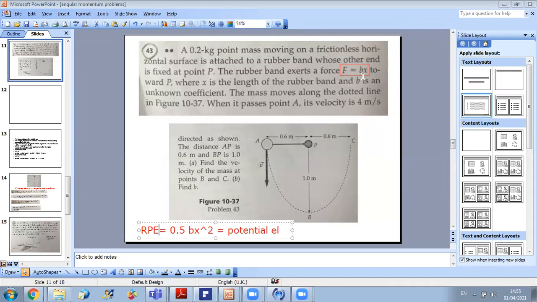Now after we found the velocities at B and C, we can find the coefficient B of the rubber. Just like in the spring we have stiffness K, here we have a constant for the rubber. So by analogy to the spring, okay, for the rubber the potential energy can be calculated as 0.5 times B times X squared. Okay, so this is the potential energy in the rubber. So how to get the coefficient B? What do we need to do, guys?